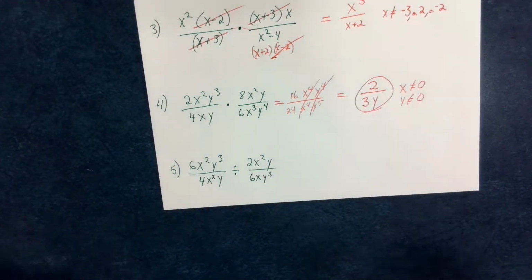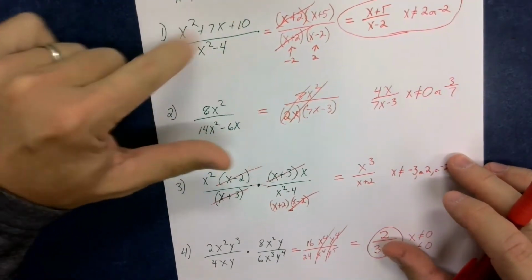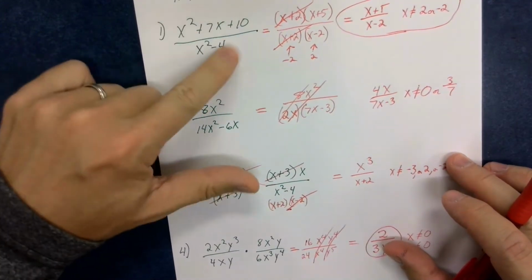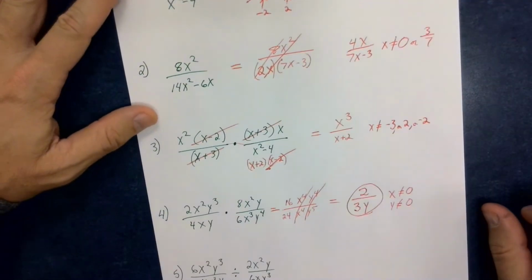So that's kind of how some of these things are going. There might be some problems in the homework that require more factoring, but the factoring that you see right here is the same stuff that you're going to do. You're going to break them apart, and then you're going to knock off stuff that you can that's on tops and bottoms, and then tell me the stuff that's not allowed.